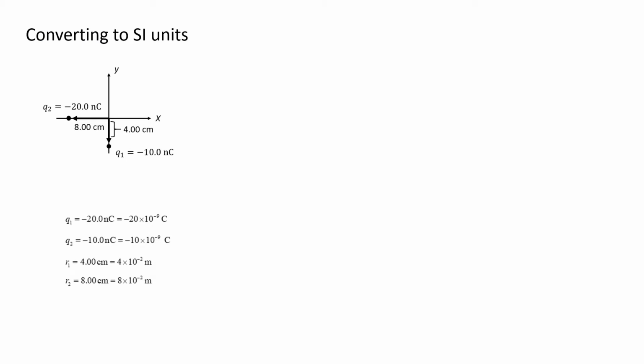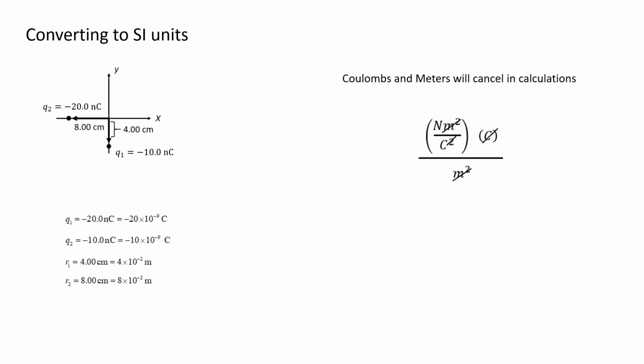Now that our diagram is labeled, we want to convert our measurements into SI units. 1 nanocoulomb is equal to 10 to the negative 9 coulombs, and 1 centimeter is equal to 0.01 meters. This makes canceling out units easier when we are solving the equations. With our numbers converted, we can use Coulomb's law equation to calculate the electric field strength of each point charge.